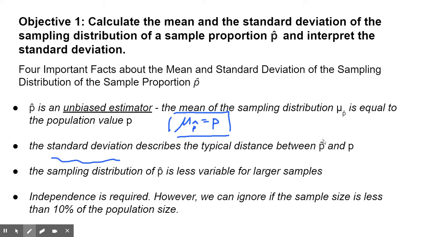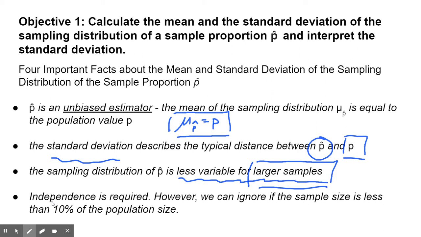The standard deviation describes the typical distance between p hat and p. Remember, every dot is a p hat, and the mean is going to be your p. So standard deviation is how far your data varies from the mean. How far are your p hats from your p? The sampling distribution of p hat is less variable for larger samples. We talked about this, right? We want n to be large. And then independence is required. However, we can ignore it if the sample size is less than 10% of the population size. That is the same idea from last section.